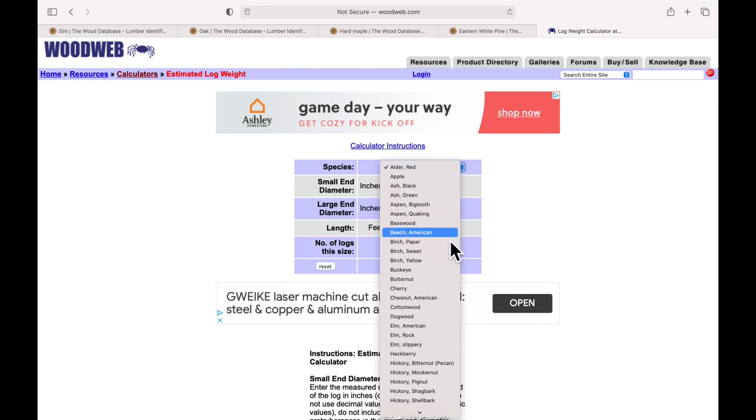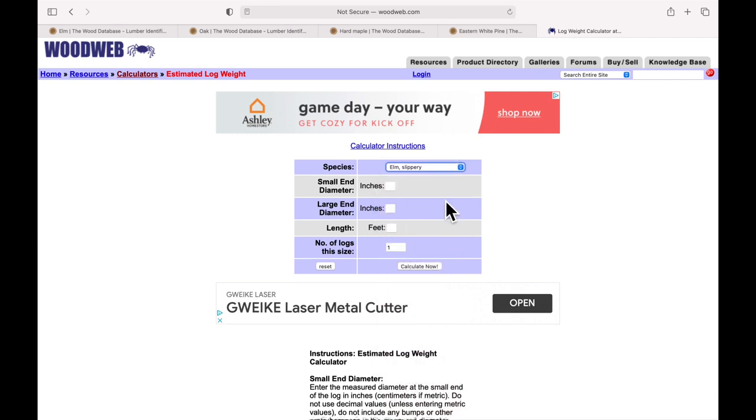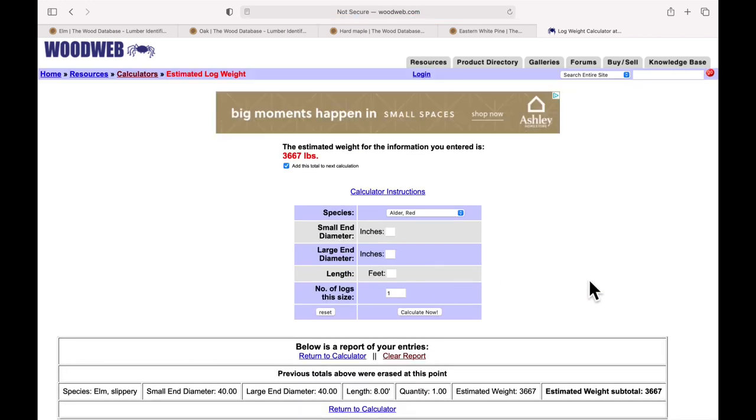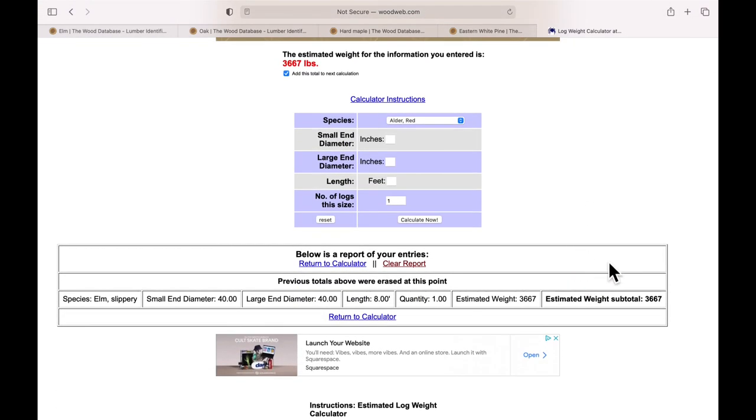So let's say you are, let's go with our slippery elm. That's the same as our red elm. And someone wants this remote milled. And let's see, the small diameter is 40 inch. Big diameter is 40 inch. And this one is 8 feet long. How much does this weigh?